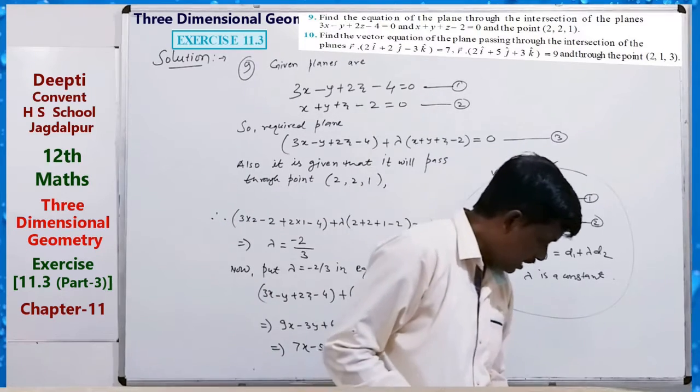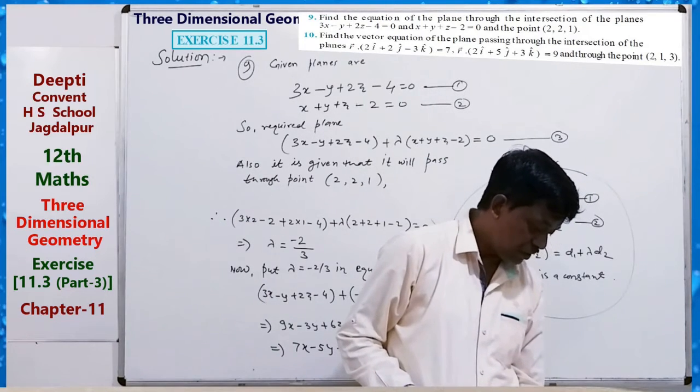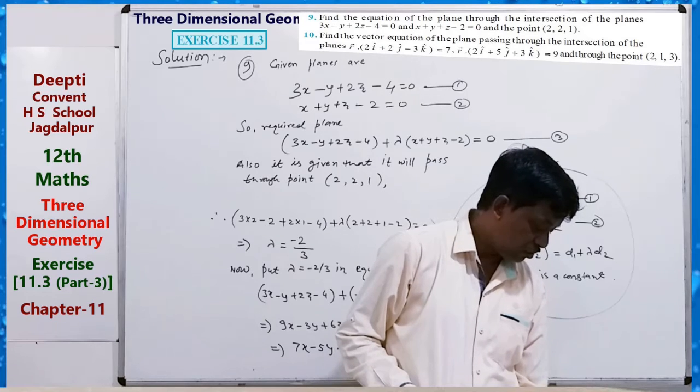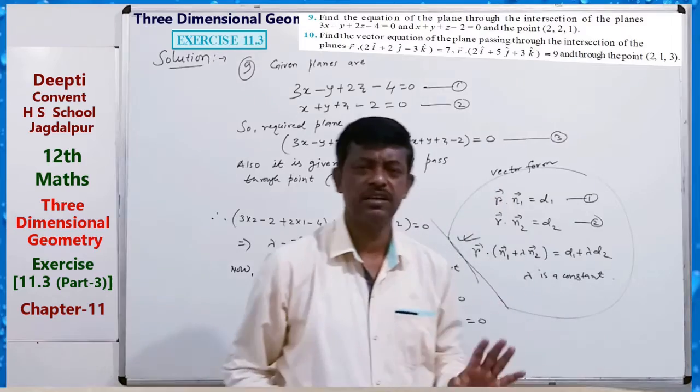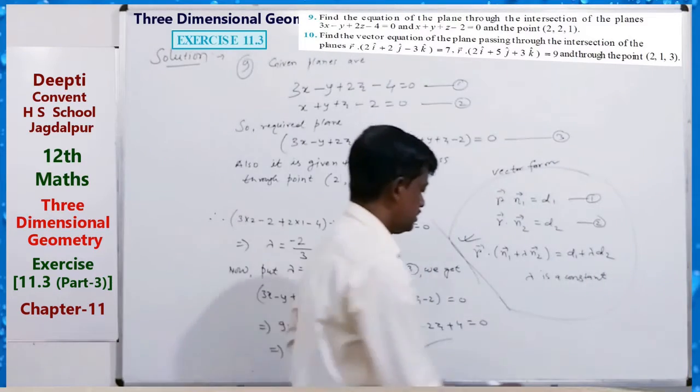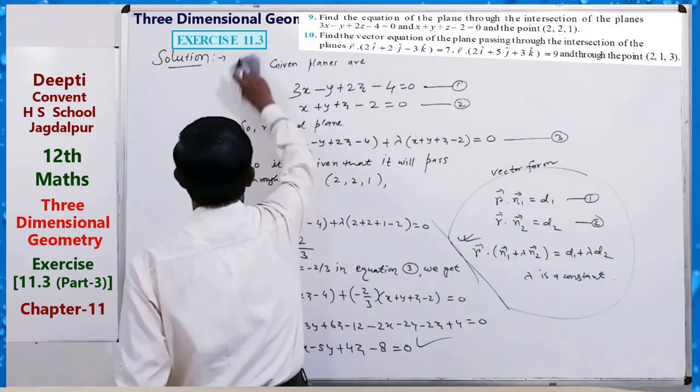And question 10: find the vector equation of the plane passing through the intersection of these two planes and passing through the point 2, 1, 3. Same here, just the vector form is given. The vector form is given. Just question 10.